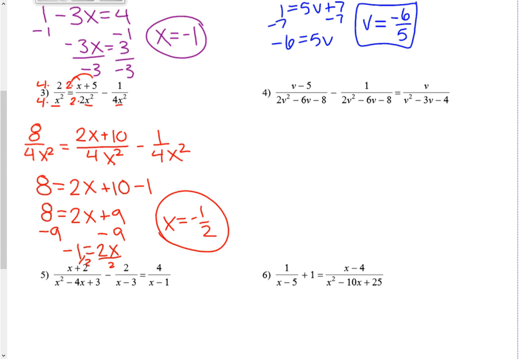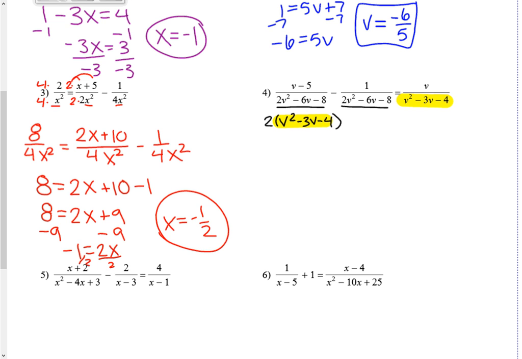On number 4, I notice that my first two fractions have a common denominator, but my third one does not. We always want to try to factor these to find out what that common denominator is. When I factor this first denominator, I notice I have a greatest common factor, so I'm going to pull 2 out. Then I'm left with v squared minus 3v minus 4. On this one, I can actually stop factoring there because I notice once I pull that 2 out, what I'm left with on the inside here is the exact same as my denominator on the right.